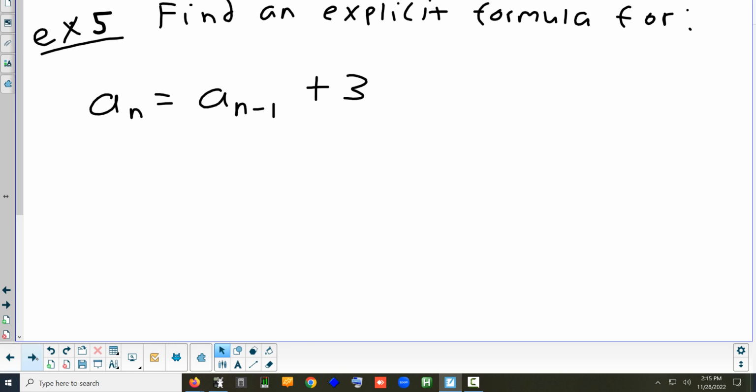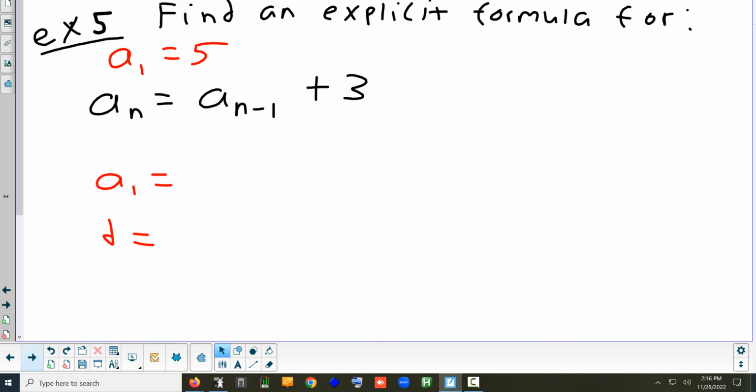All right, let's try this one. Actually, that's not doable because I didn't tell you the first term. So I need to tell you that. Let's say, there we go. So now, you don't even have to list out the first 3 or 4 terms and try to see a pattern. All you need is these two things.